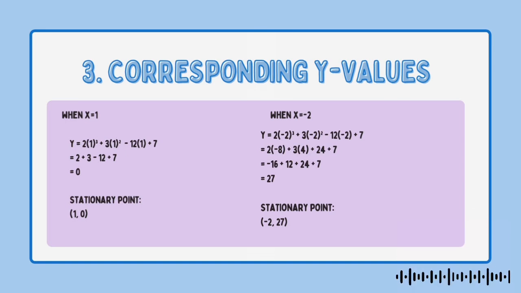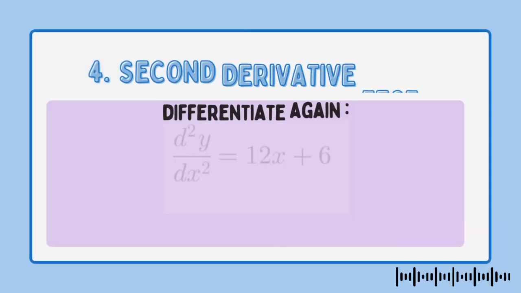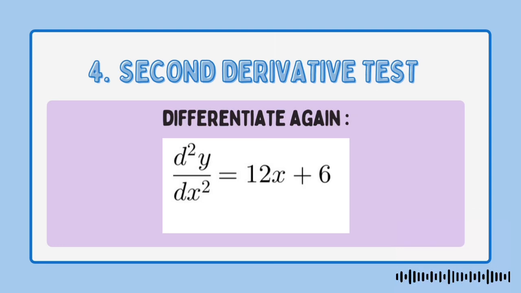When we substitute x equals 1 into the original function, we obtain y equals 0. When we substitute x equals negative 2, we obtain y equals 27. Therefore, the two stationary points are (1, 0) and (-2, 27). Next, we use the second derivative to determine whether the stationary points are minimum or maximum points. When we differentiate the first derivative, we obtain the second derivative, which is 12x plus 6.